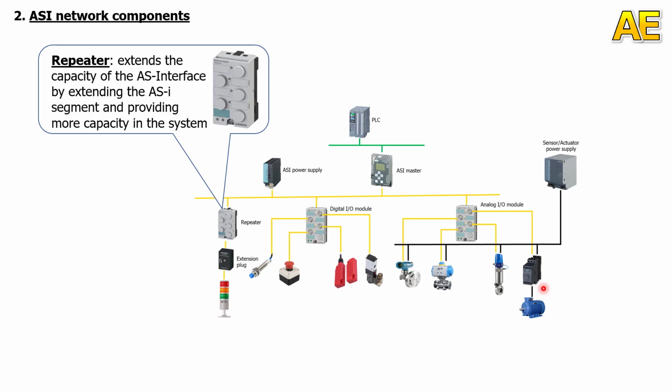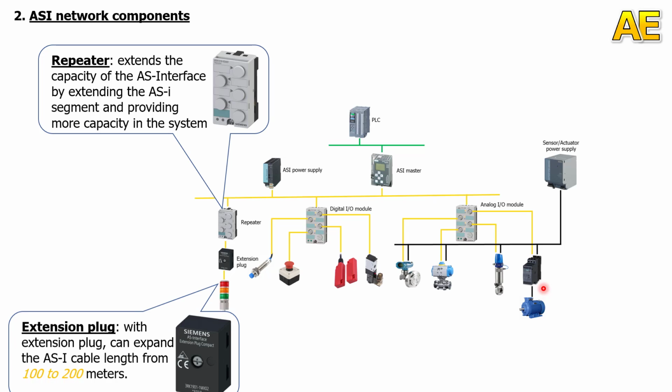Further features of the repeater include: first, it can be used on both sides of the repeater. The second, electrical isolation of the two ASi profile cable lines. The third one, a maximum of 2 repeaters can be used in series. Max cable length is 300 meters. And the final one, parallel connection of several repeaters is possible. Star configuration is possible.